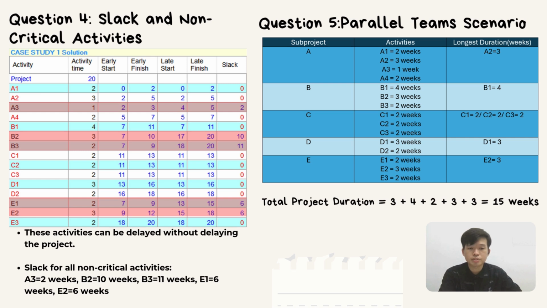Adding up these durations sequentially, the total project duration becomes 3 plus 4 plus 2 plus 3 plus 3, which equals 15 weeks. This scenario shows how running tasks in parallel, when possible, can significantly shorten the overall project timeline compared to doing everything in sequence.